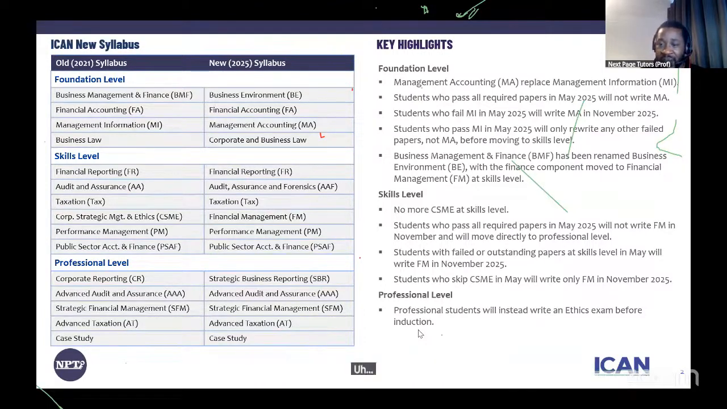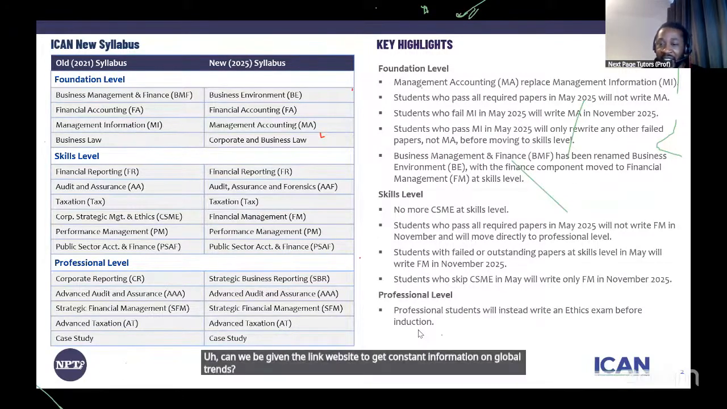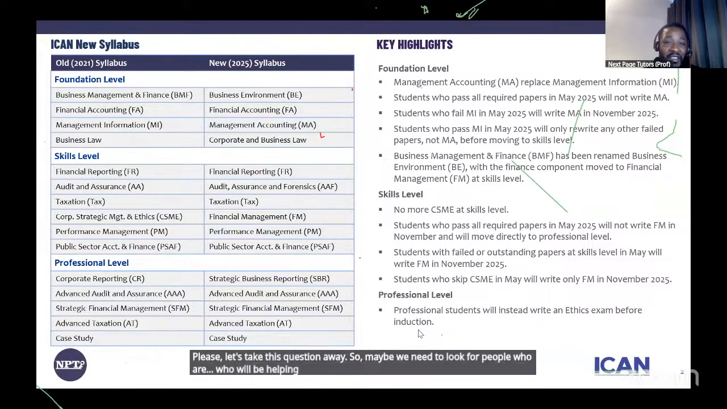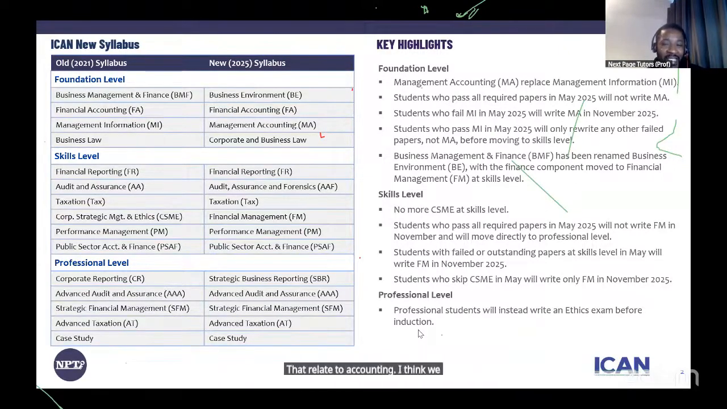Can we be given the link to websites to get constant information on global trends in finance, government, IT, and all of this? There are so many platforms. Please, let's take this question away. So maybe we need to look for people who will be helping us to share links on trends that relate to accounting. I think we need to utilize the Telegram page more for that. So let's note this, please.